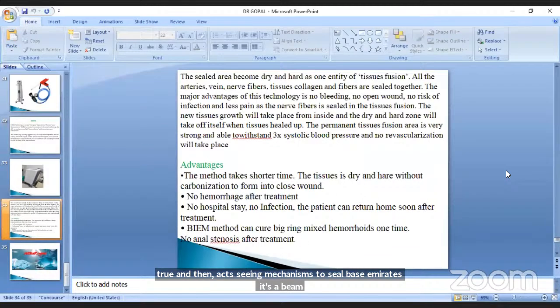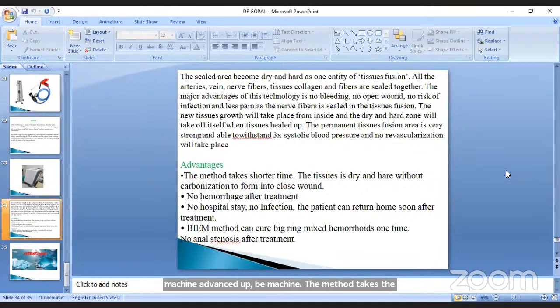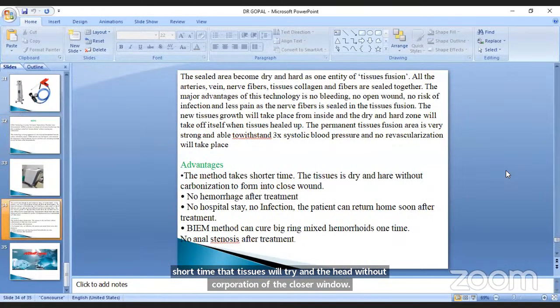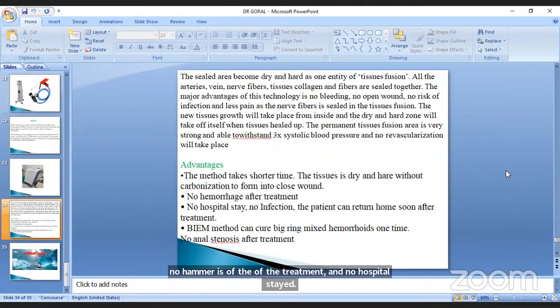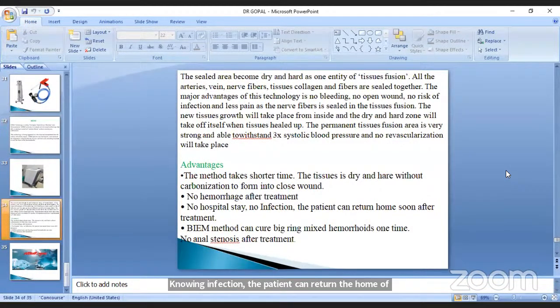Advantages of the BEAM machine: the method takes a short time. The tissues dry in the heat without carbonization of the wound. No hemorrhage after treatment, no hospital stay, no infection. The patient can return home soon after treatment. The BEAM method can cure big ring mixed hemorrhoids in one time. No anal stenosis after the treatment.